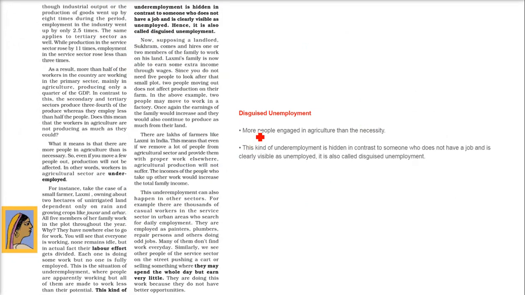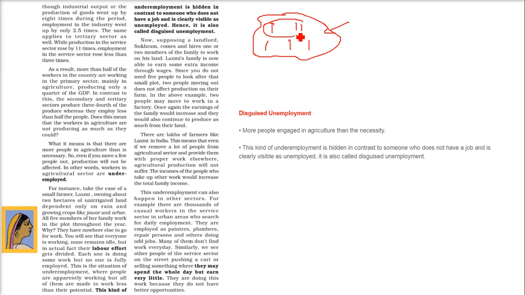So there are certain kinds of employment, like disguised employment. Let me give you an idea. Say there is a land, and there are 5 people in a household. All of them are involved here, working on this land, but the land is small. Even if you take 2 people, they are able to work, and there will be no difference in the production.